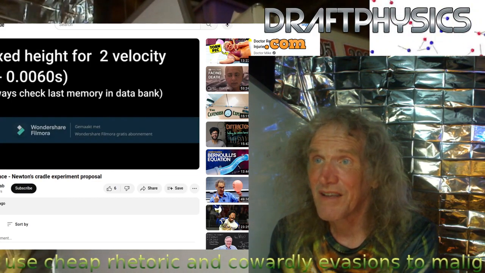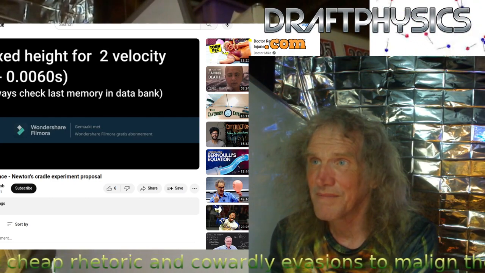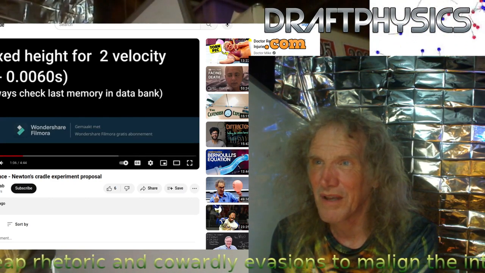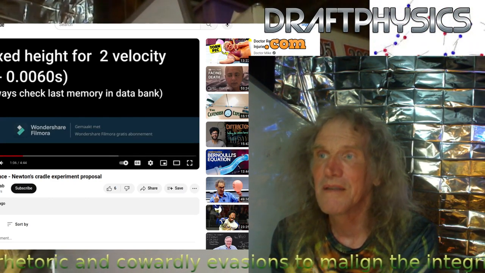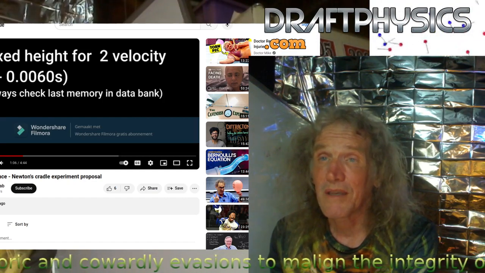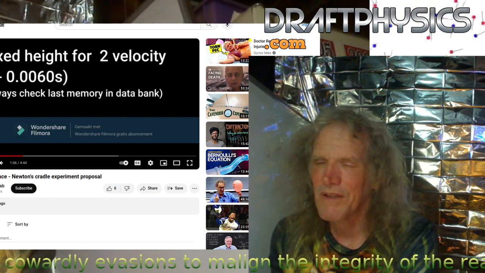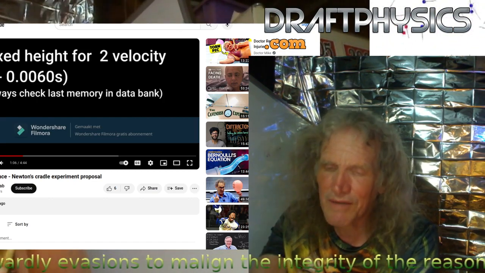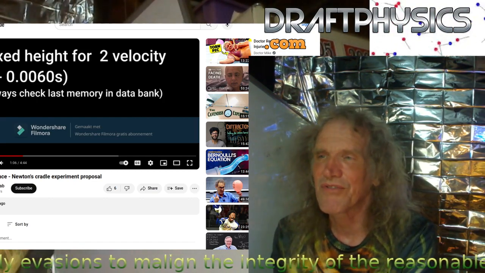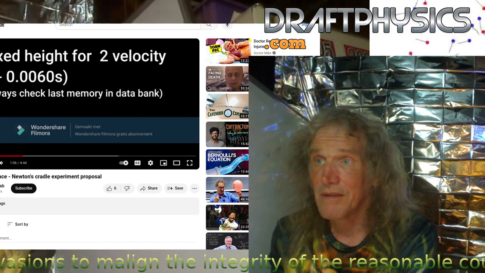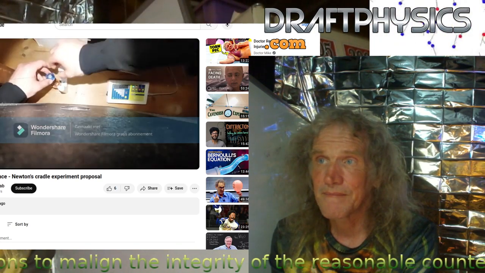All right, fixed height to velocity. So fixed height to velocity. I don't know what that means. But okay. See, I mean, if you let it roll off the top, then you can leave the marker there. We can all see where the mark is.